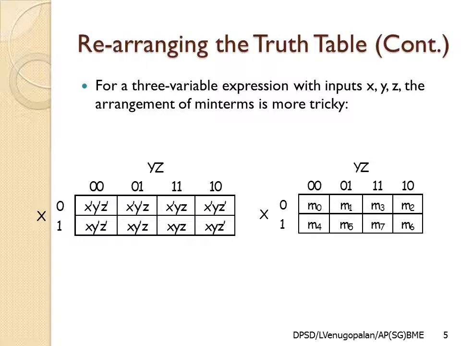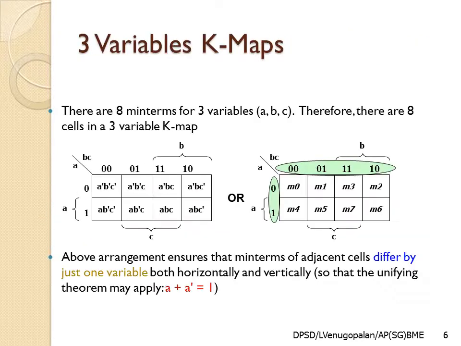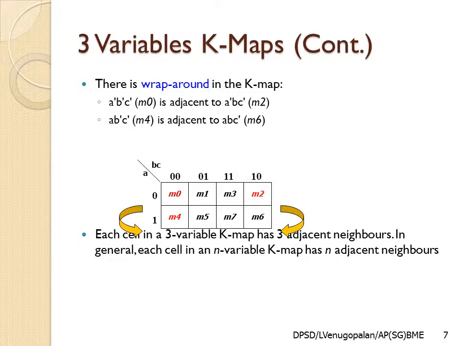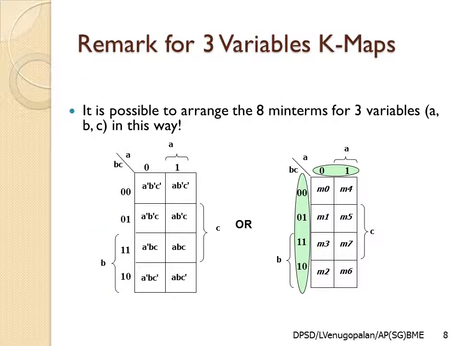So if I write in terms of minterms, I write M0, M1, M3, and M2 for the first row, M4, M5, M7, and M6 for the second row. So this is the arrangement that's usually used for a three-variable map. This K-map is written this way, but you have an option to write it differently.